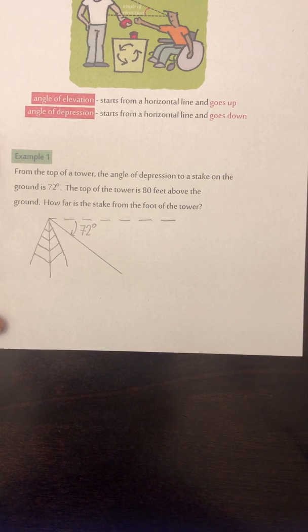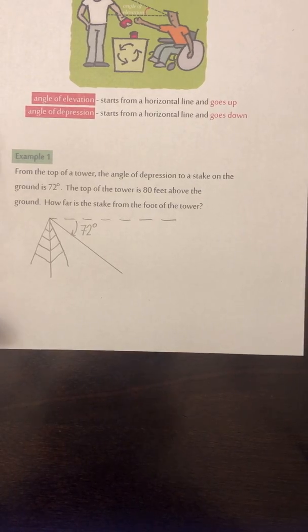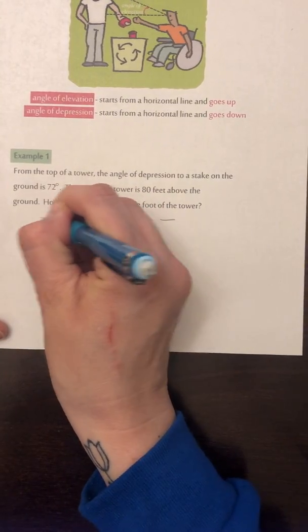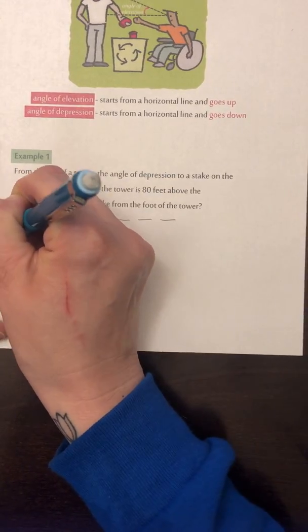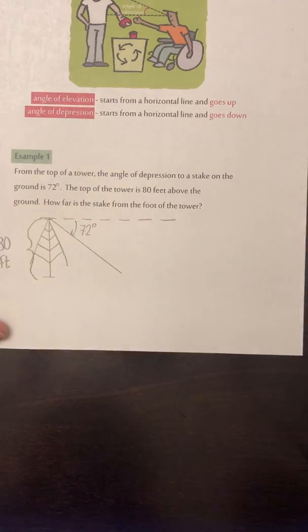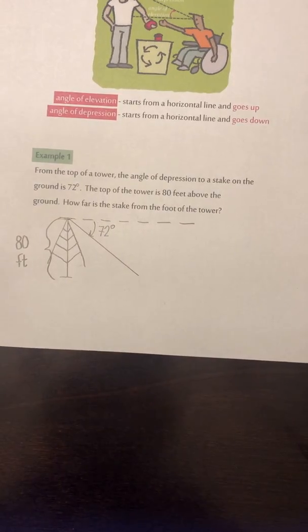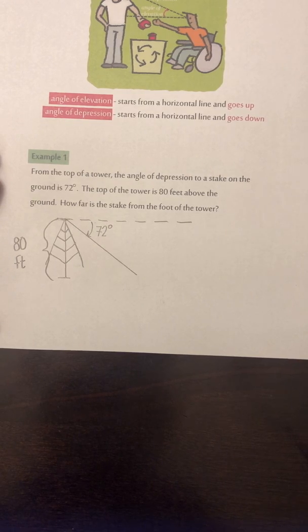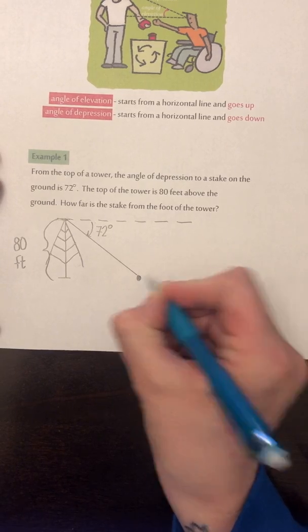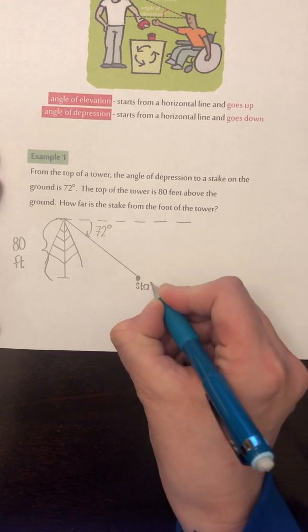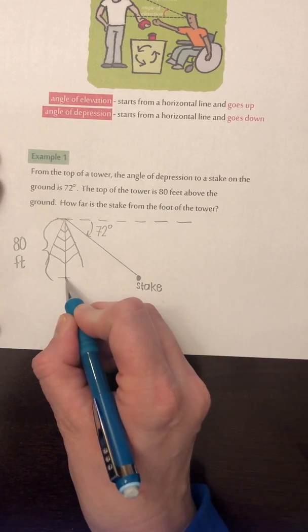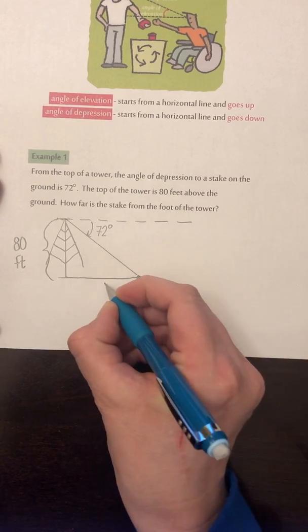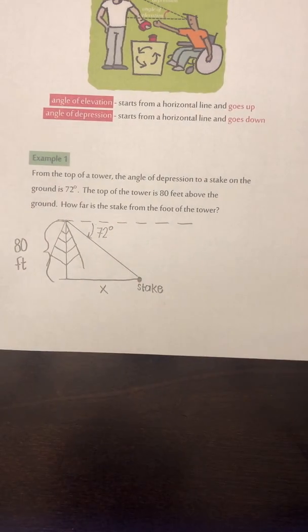So it says the top of the tower is 80 feet above the ground, otherwise known as the height of the tower. So in other words, from the top of the tower to the bottom of the tower is 80 feet. Can we see that? Okay. And it says, how far is the stake that's in the ground from the foot of the tower? Well, the stake in the ground is over here. I'll just write stake. And we want to know how far away the stake in the ground is from the foot of the tower. And so I'm going to call that side x because that's what we're trying to find.